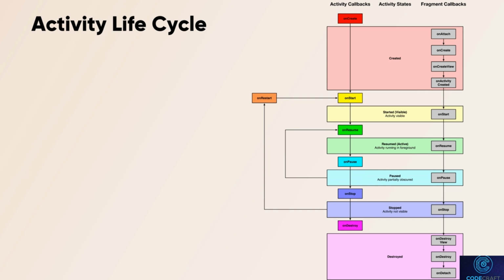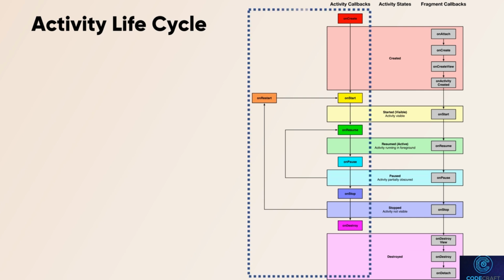And in this video, we're going to discuss the activity callback methods. We have 7 methods: onCreate, onStart, onResume, onRestart, onPause, onStop, and onDestroy. Let's move to Android Studio.